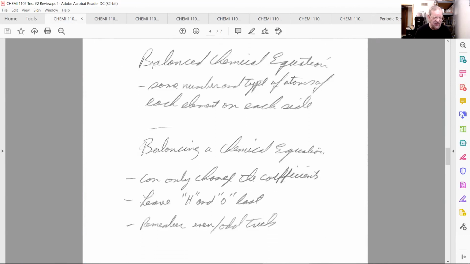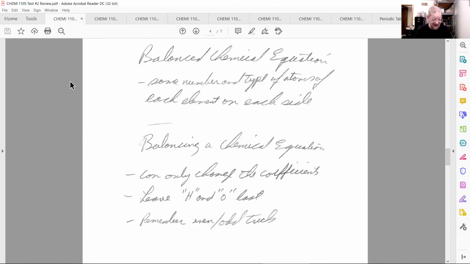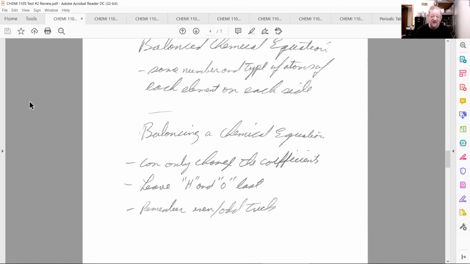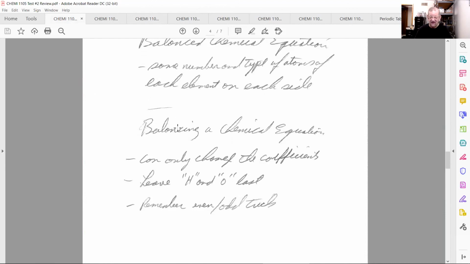And remember, you can only change the coefficients. You can't change the number or type of atoms in a molecule. Now, my advice to you then and now again is leave hydrogen and oxygen last, and I taught you the even odd trick.